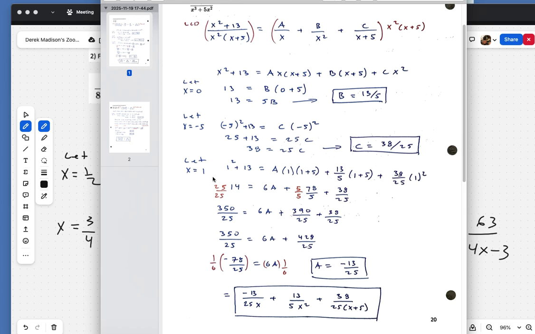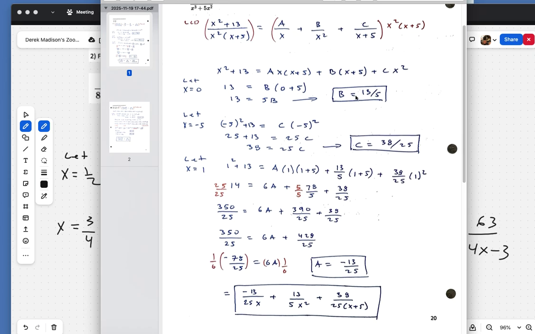And then I have these two kind of crummy fractions in this equation, so what I did next was, I know b and c, I don't know a, so I made up a third number, and I just picked the easiest one I could think of, which was 1. And I'm plugging that in for all the x's. I know b is 13/5, so I can put that right there. I know c, it's 38/25, I can put that right there. And then with the x's being 1, that lets me solve for a. And that's what the rest of this is, and it's just kind of an exercise in fractions.